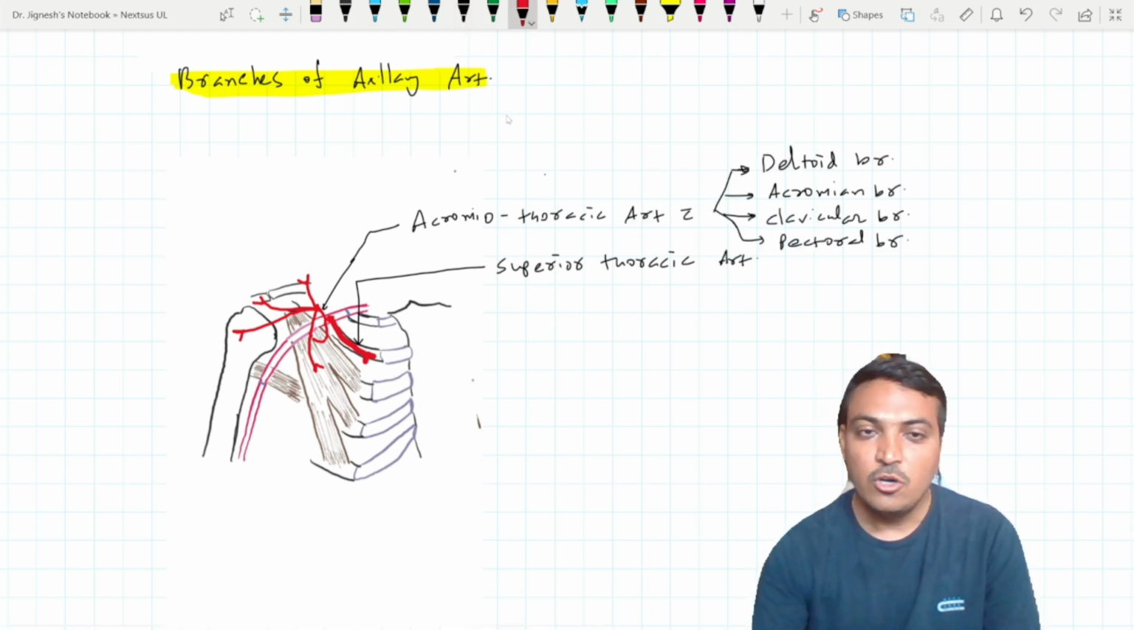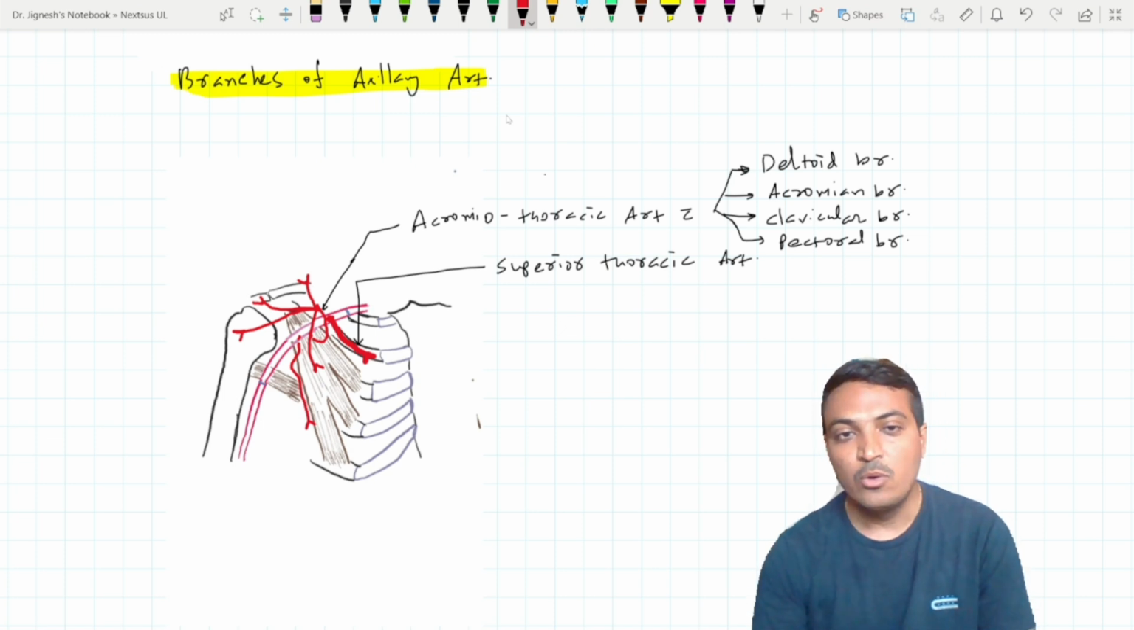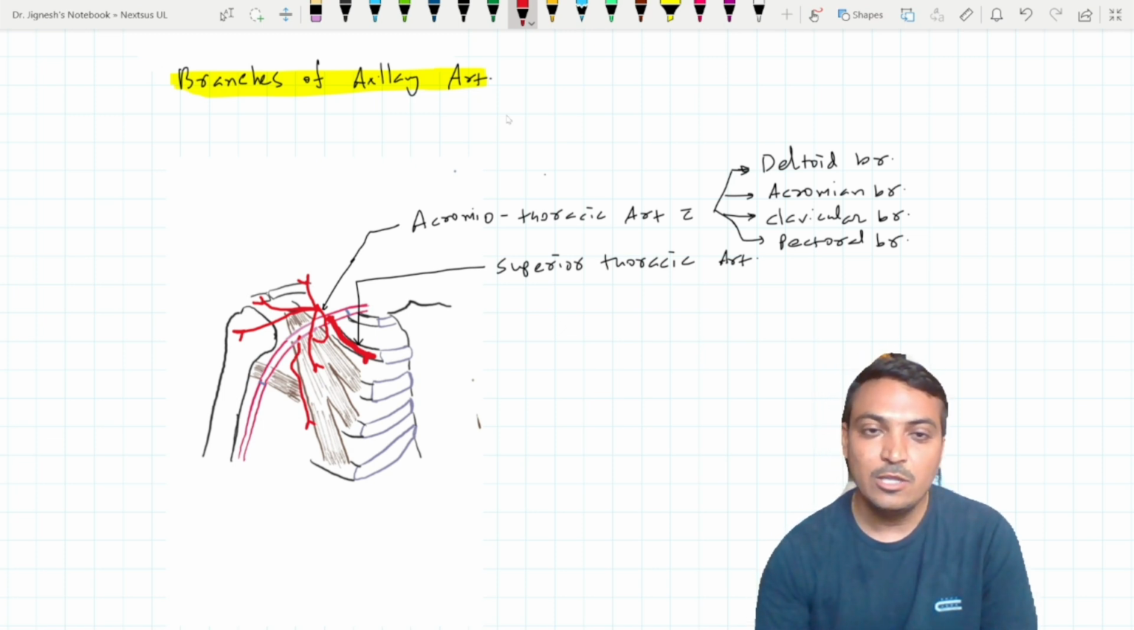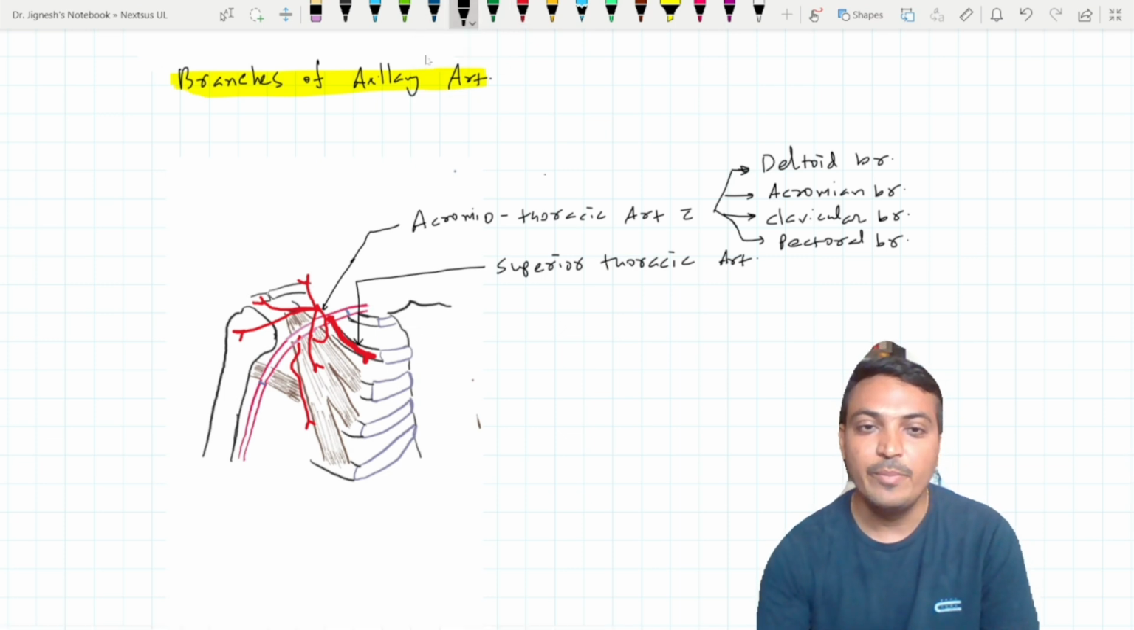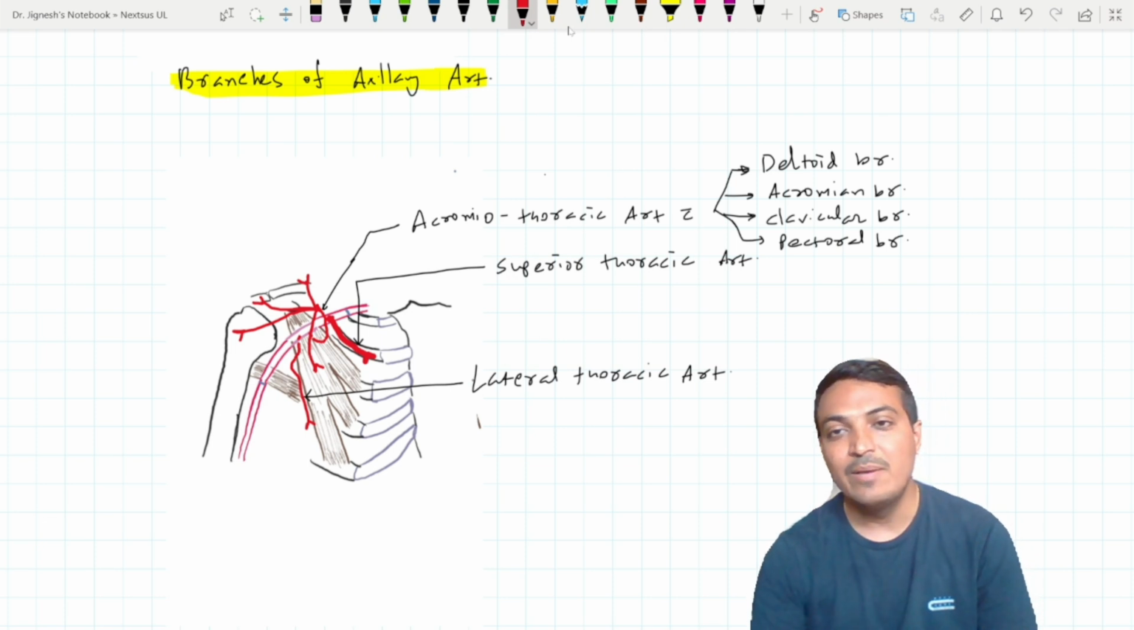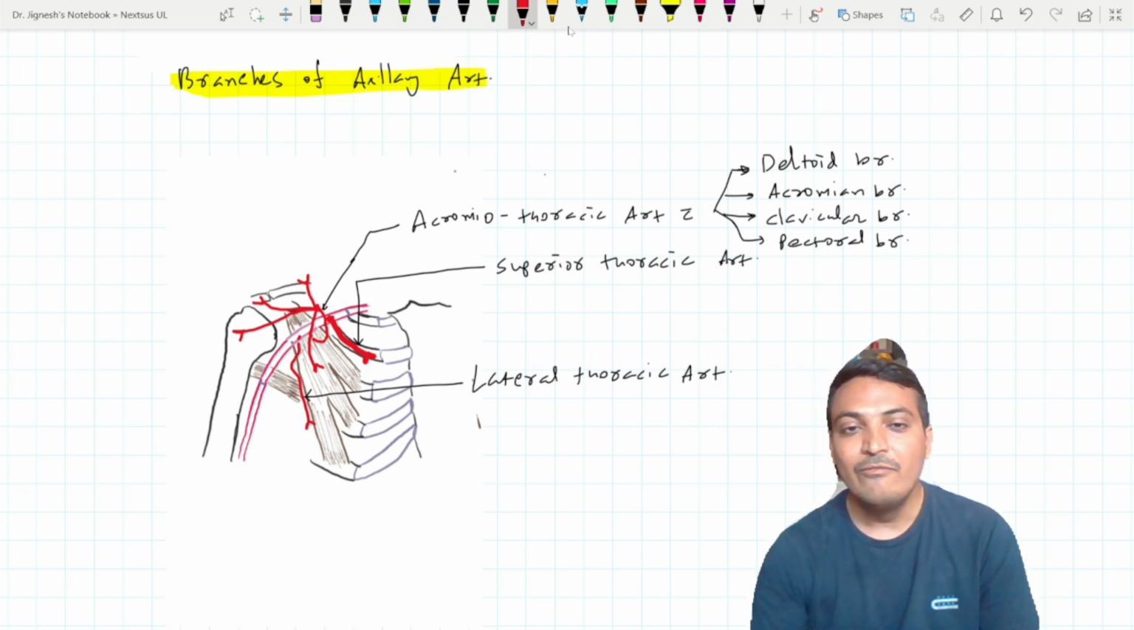The second branch of the second part of the axillary artery is the lateral thoracic artery, which runs along the lower border of the pectoralis minor muscle. It gives one large branch to the breast in the female. The second part sometimes gives one occasional branch, the alar thoracic artery, which supplies the axillary lymph nodes and the axillary fat.